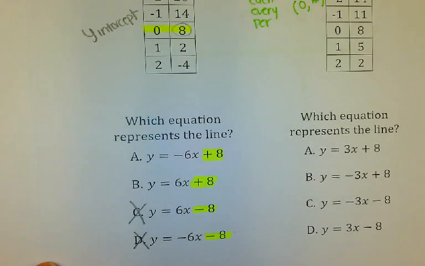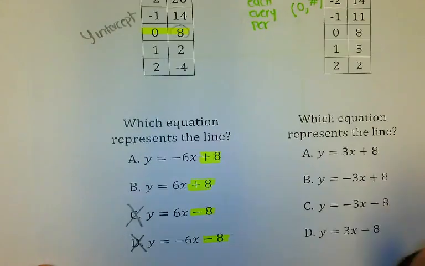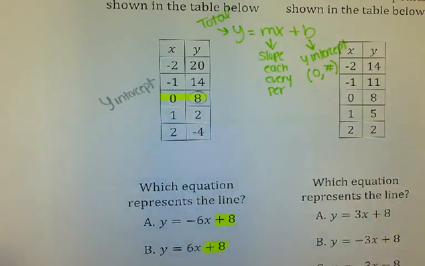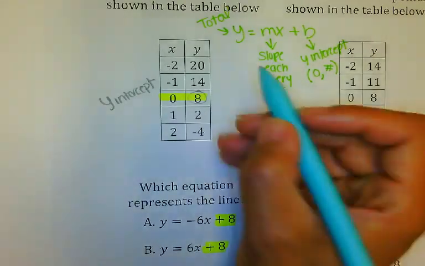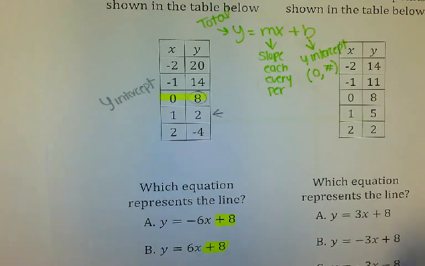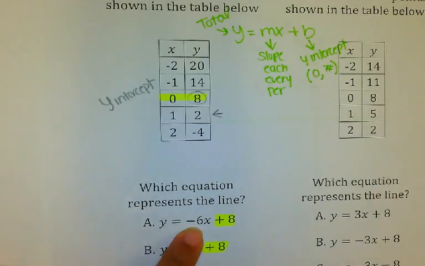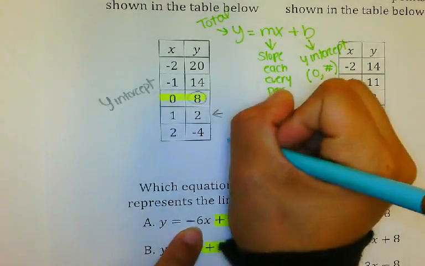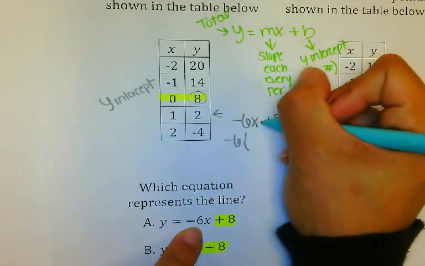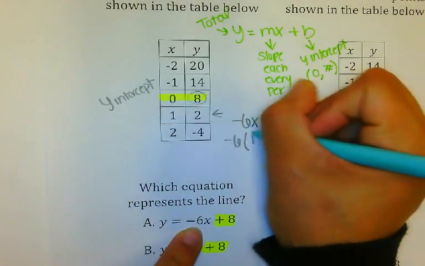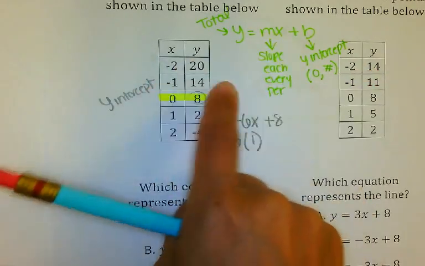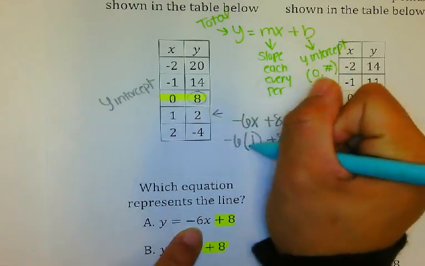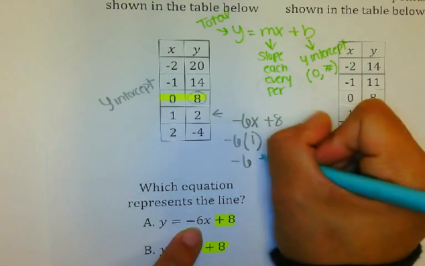So the way that we are going to solve it is we are just going to plug it in, okay? Pick a point that you want. It doesn't matter what point you pick because they all should work if it's the correct equation. So I'm going to pick this one because I like easy numbers. And we're going to start with the first one, okay? We have negative 6x plus 8. Well, we have negative 6 times whatever x is. Well, the x we picked was 1. If you pick this one, your x is going to be negative 2. If you pick these, it's going to be negative 1, okay, and so on. So negative 6 times 1 is negative 6, plus 8.